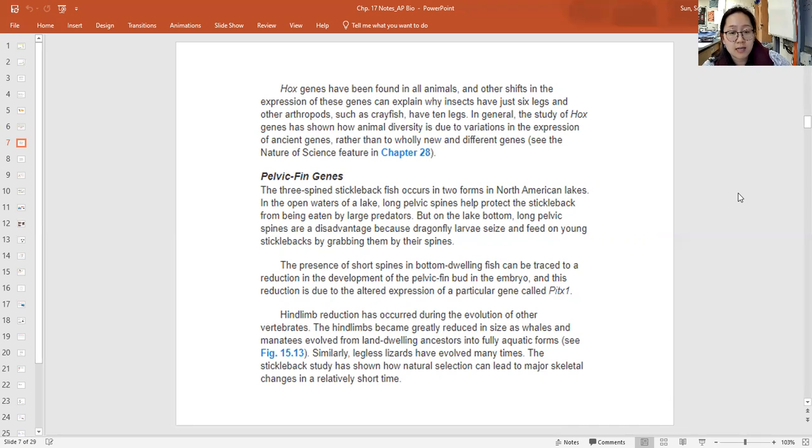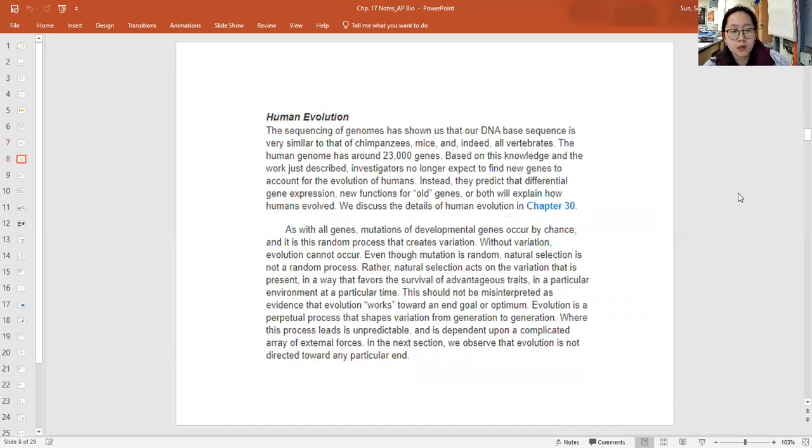Hind limb reduction has occurred during the evolution of other vertebrates. The hind limbs became greatly reduced in size as whales and manatees evolved from land-dwelling ancestors into fully aquatic forms. Similarly, legless lizards have evolved many times. The stickleback study has shown how natural selection can lead to major skeletal changes in a relatively short time. For human evolution, the sequencing of genomes has shown us that our DNA sequence is very similar to that of chimpanzees, similar to mice, and indeed all vertebrates.